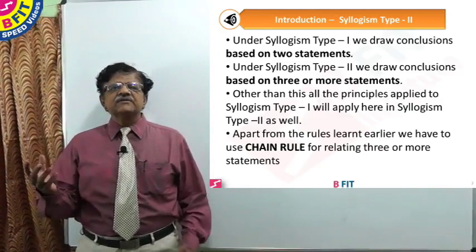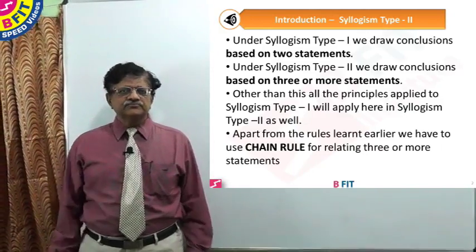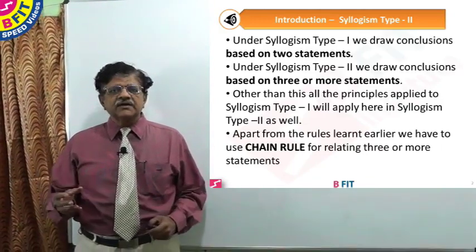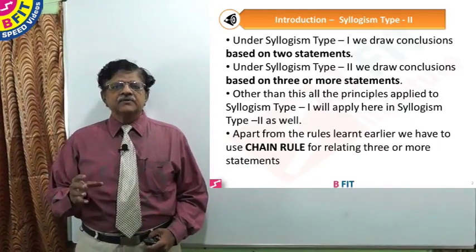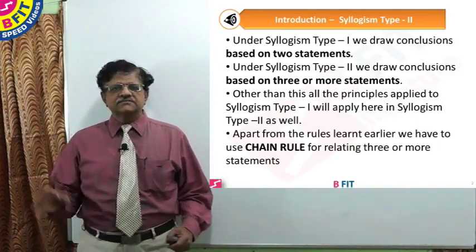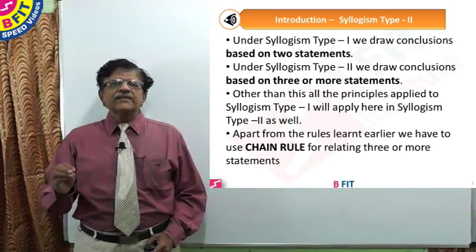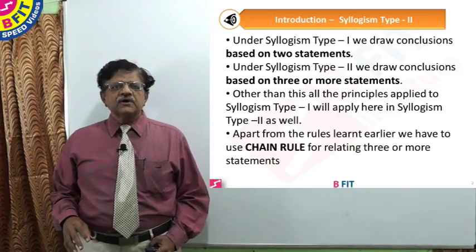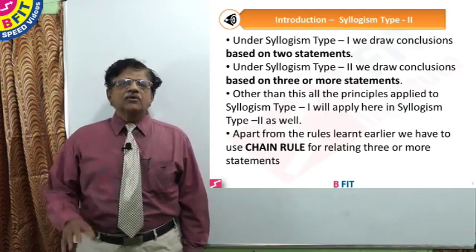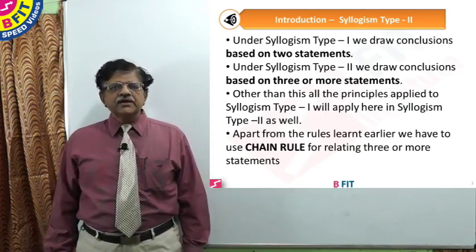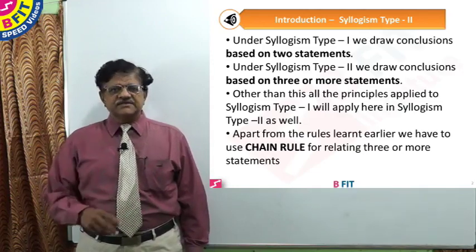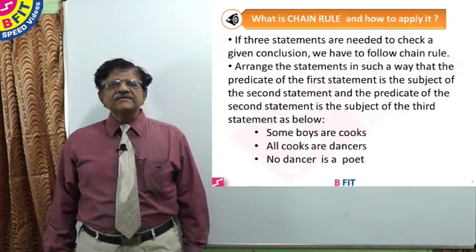Now, what is the difference between syllogism type 1 and type 2? Basically, all the principles that we have learnt in syllogism type 1 are applicable to syllogism type 2 also. There is no change. There is only one thing extra. In the case of more than two statements, we have to follow one more additional rule called chain rule, where it is possible to align three statements. So let us see what is the chain rule.